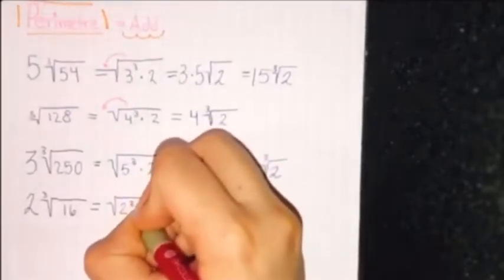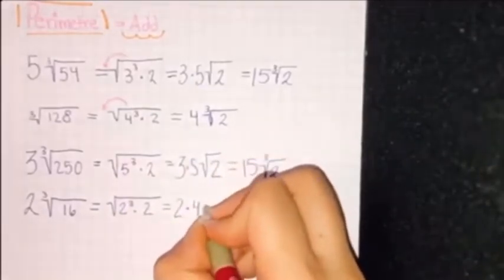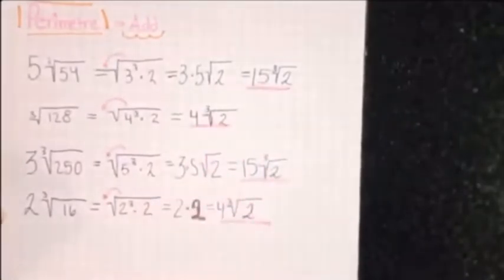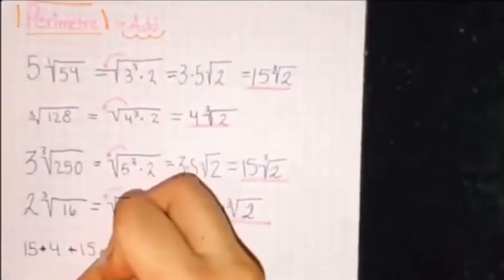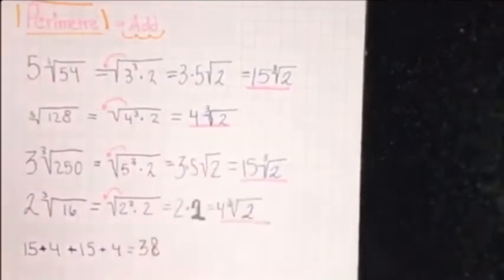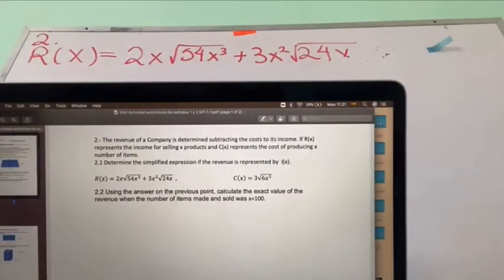Remember that prime factorization is super important. That's supposed to be a 2. Oh, there you go. Now we have all of our sides simplified, and the last step is to add them all up. Here we got 38. Since it's addition, we're going to keep the cube roots the same. That means that it's 38 times the cube root of 2. That's our final answer.